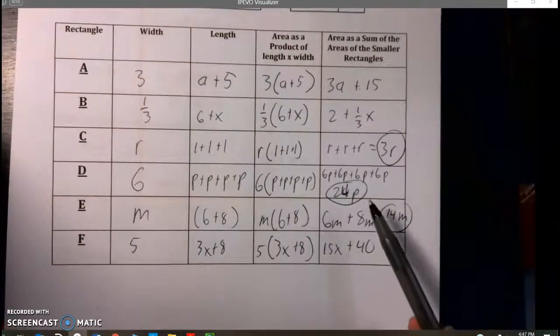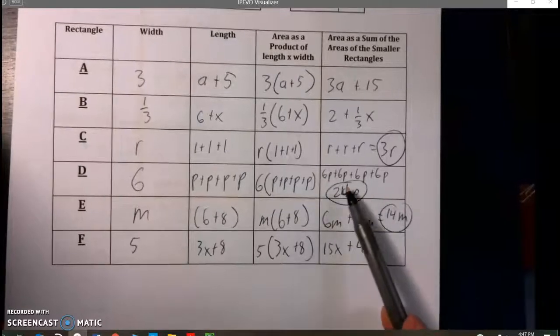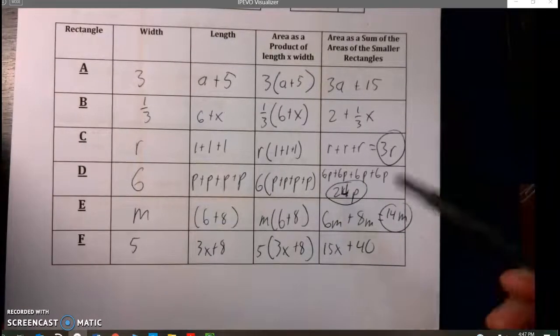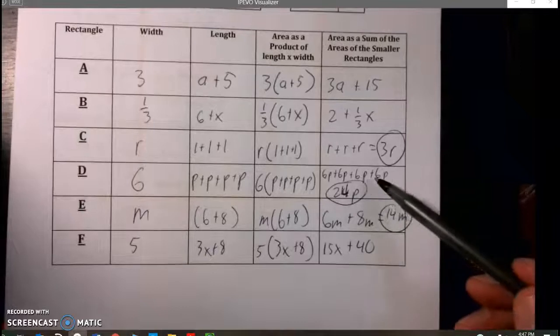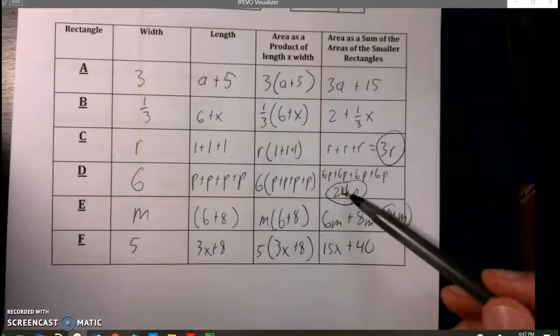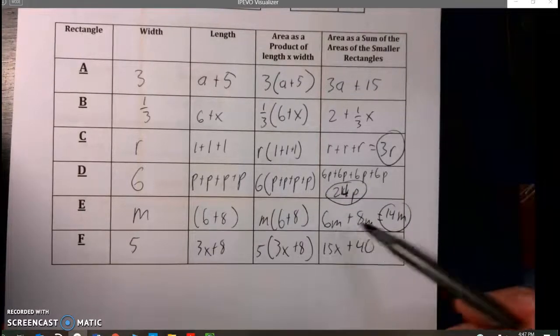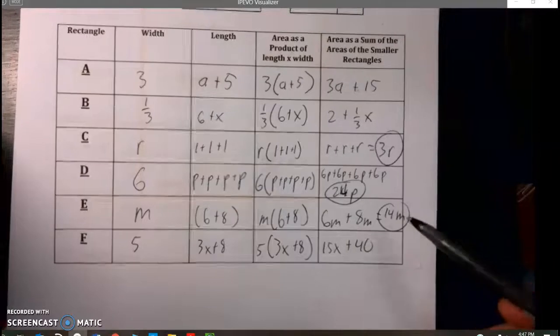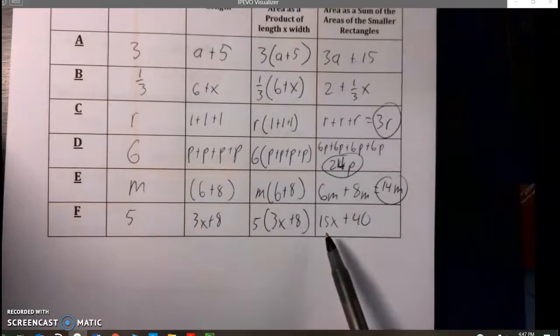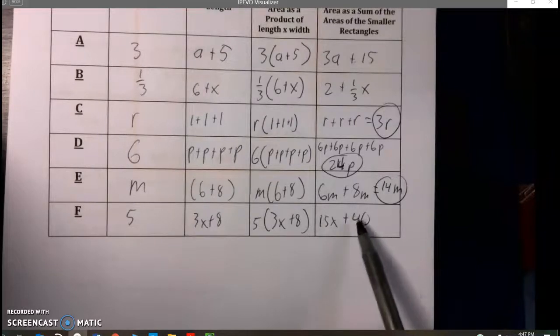So in the previous 2 problems, I combined them because they were like terms. Because all of these had a P, I could add them all up to get 24P. And because these both had an M, I could add them up to get 14M. In this problem, 15x has an x, but 40 does not, so I need to leave them like that.